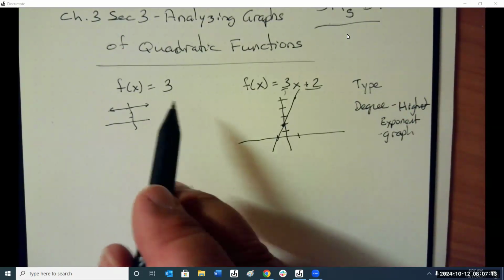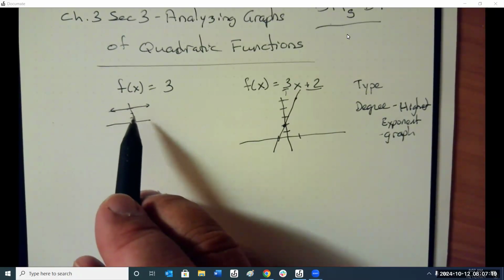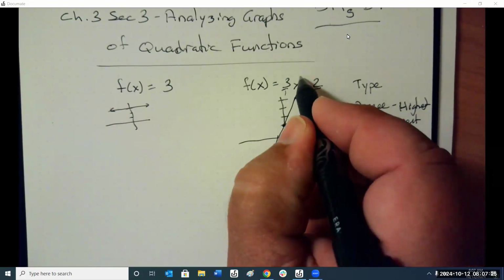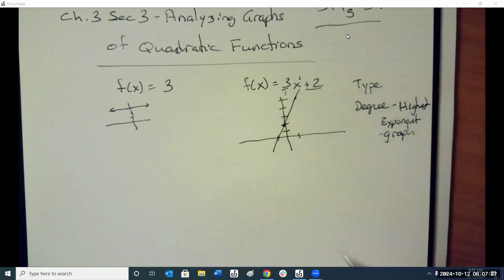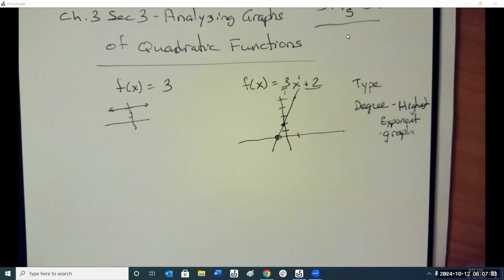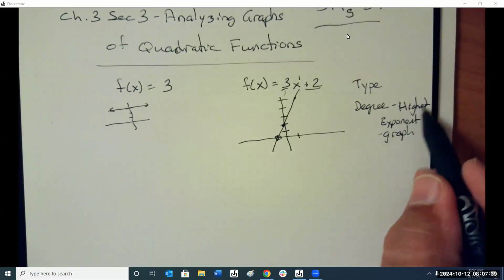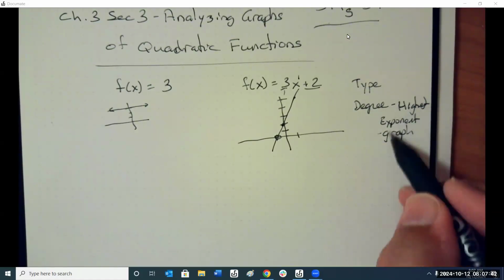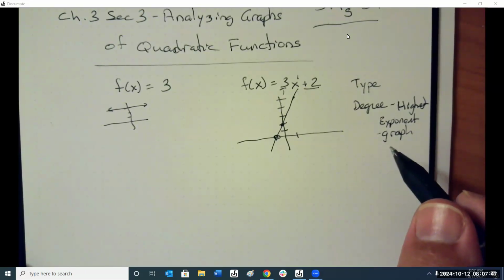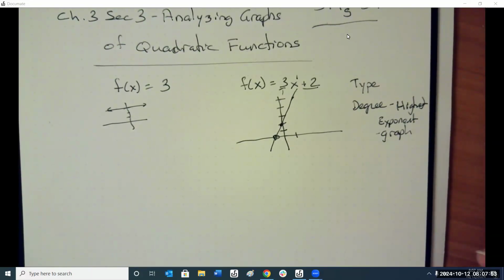For example, this first one, if there's no x, we know that it's a horizontal line. If there's one x, no exponent, it's an exponent of 1, we know it's a line that only crosses the x-axis at one place. The degree tells us that degree is the highest exponent of the function. It tells us the graph, whether it's linear, if it's quadratic, if it's cubic, it's whatever. So that's what we have to look at, so we know what it's going to be.